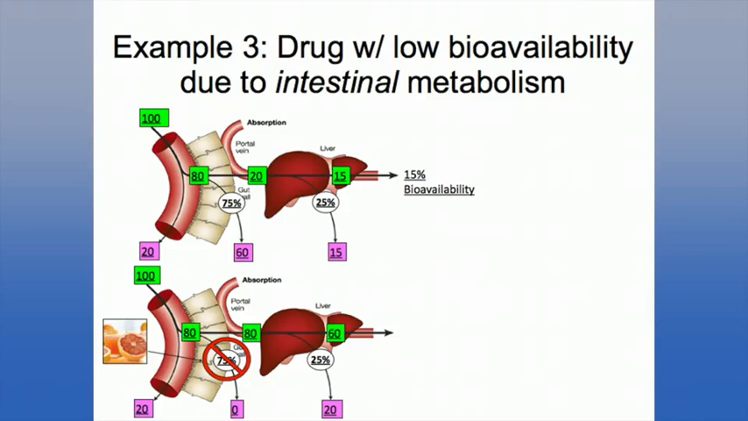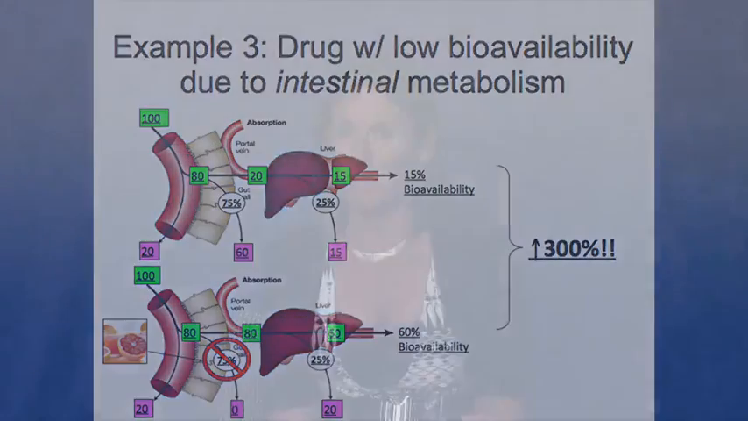The net most marked difference is that 60 milligrams of this drug is going to enter into plasma in comparison to 15 milligrams in the absence of grapefruit juice. And this represents a difference of 15% versus 60%, a whopping 300% difference in bioavailability. Now, what's the best clinical example that I can give you of this in common day clinical practice?